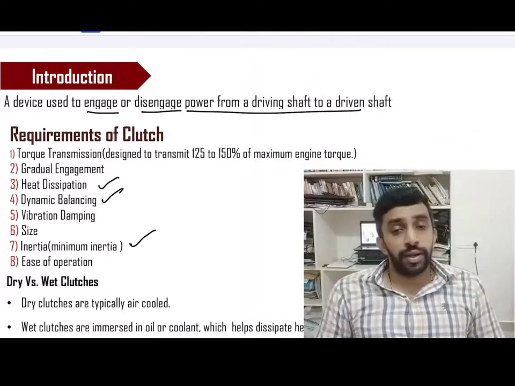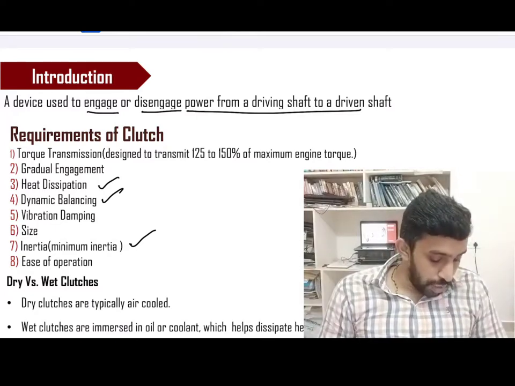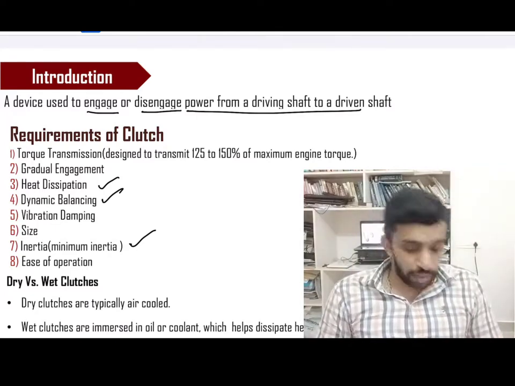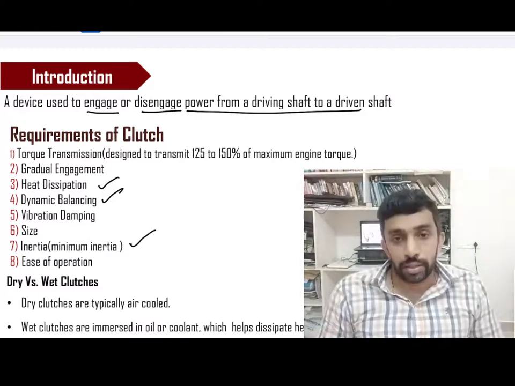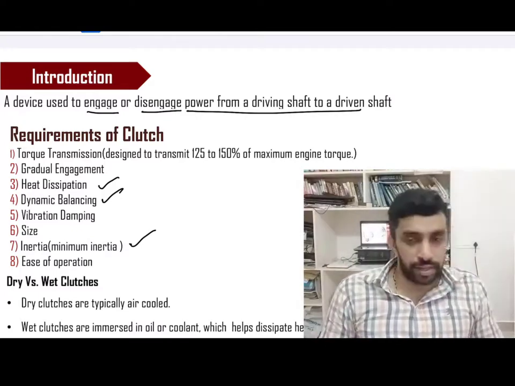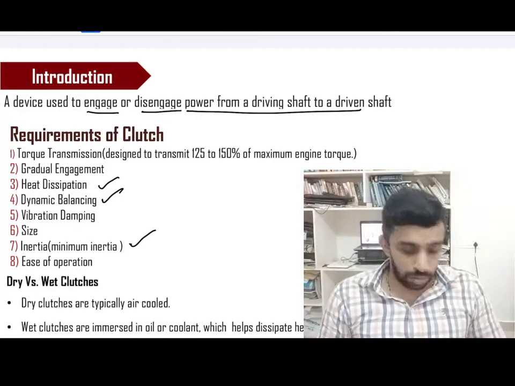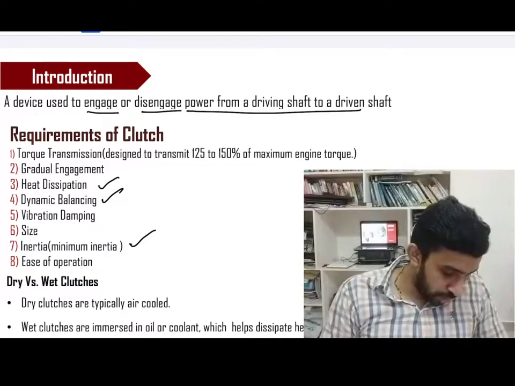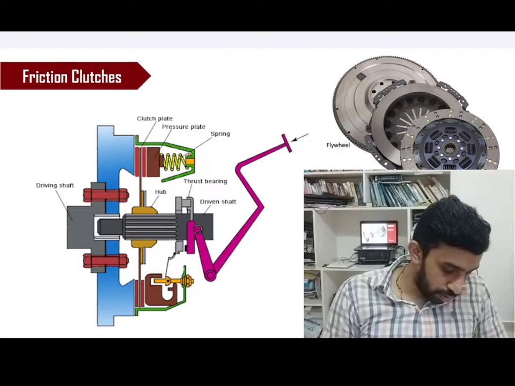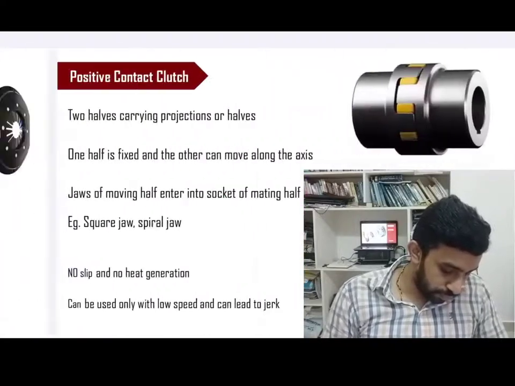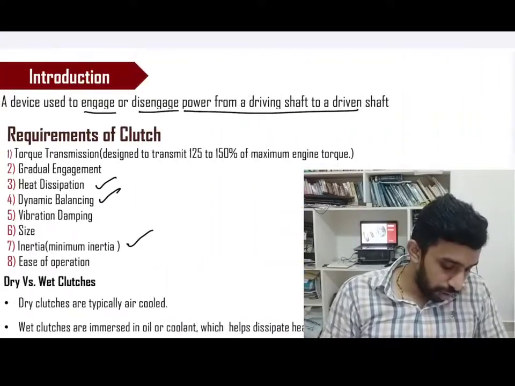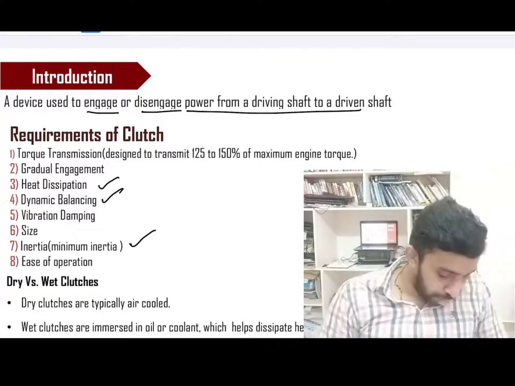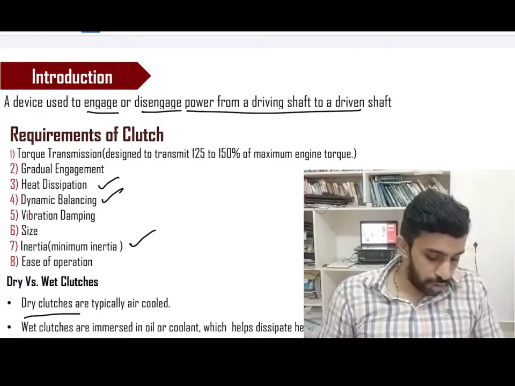Now, and finally, the eighth one is the ease of operation. I think that particular requirement is self-explanatory. It should be easy to work on. And we have got two different types of clutch: the dry clutch as well as the wet clutch.